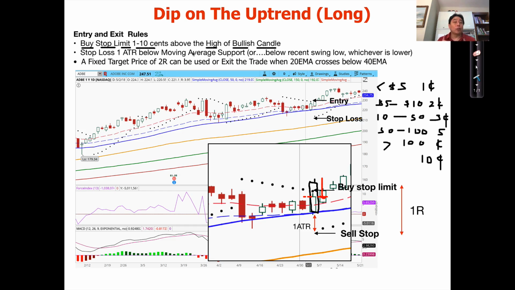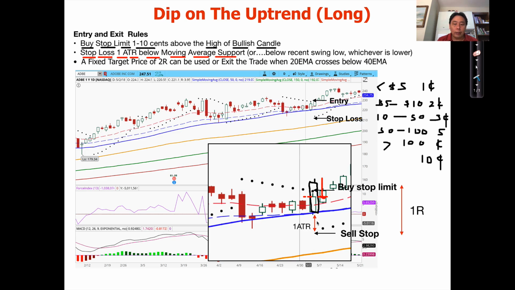Next, where do we put our stop loss? Now I mentioned that for this strategy, our stop loss we place slightly further away to give us more buffer for volatility. So in this strategy, we'll place our stop loss below the moving average by 1 ATR. So our stop loss would be 1 ATR below the moving average support.